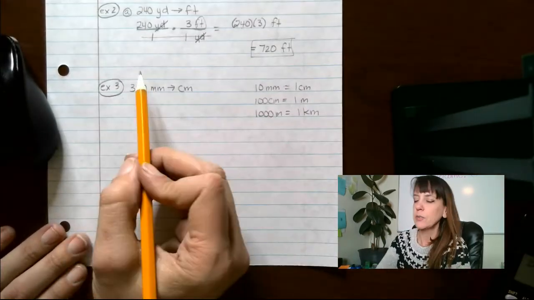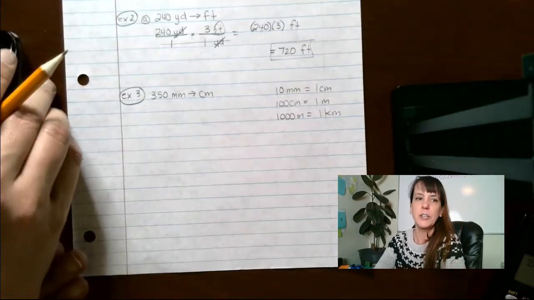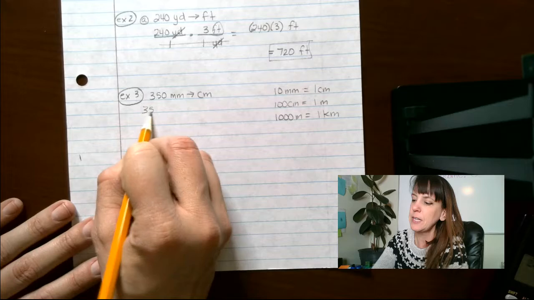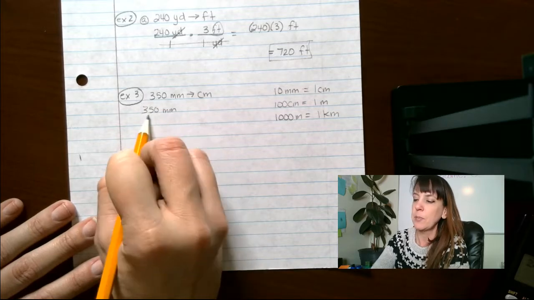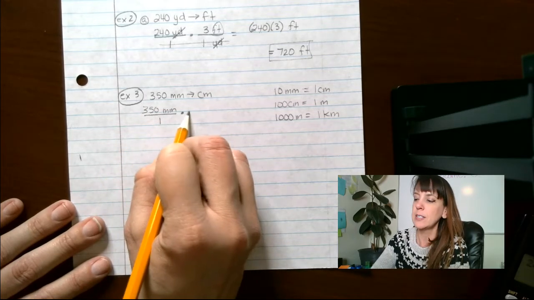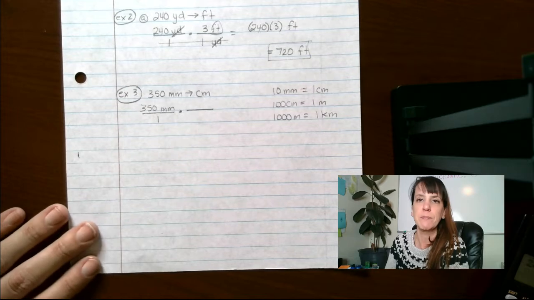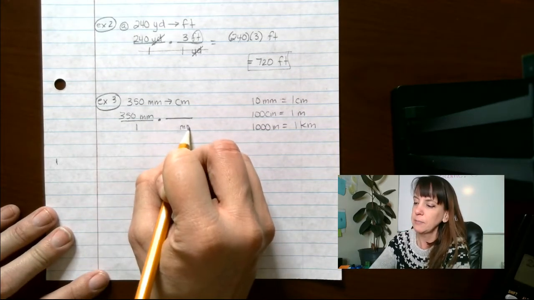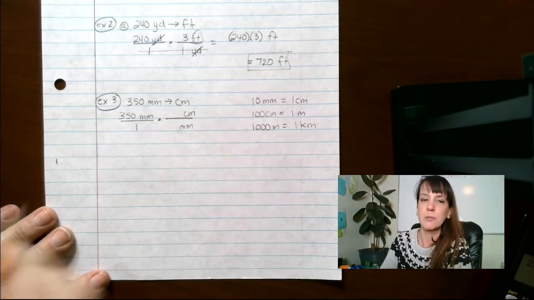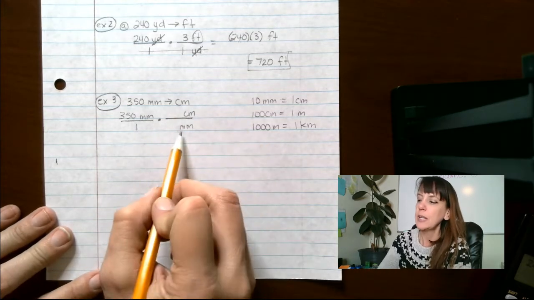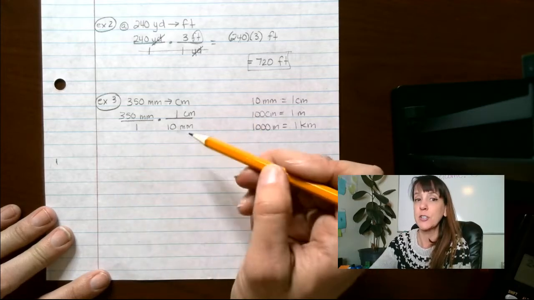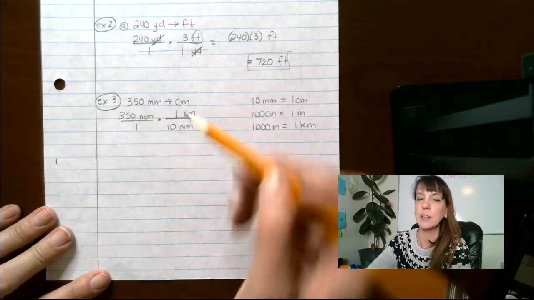Good. Okay, so now we've got the problem written down. We're going to do 350 millimeters, and we put it over 1, and then we've got to multiply it by a unit conversion. All right. Well, millimeters are upstairs here, so they have to go downstairs here. And we want to go to centimeters, right? So in 1 centimeter, there are 10 millimeters. Again, make sure you don't put a 1 down here and a 10 up here because that would not be accurate.